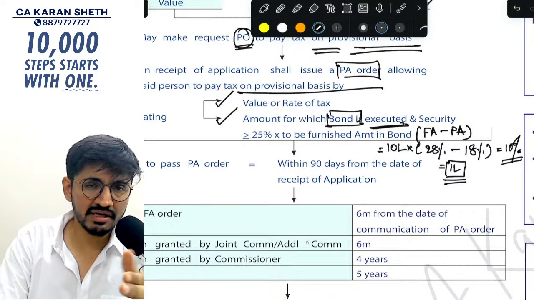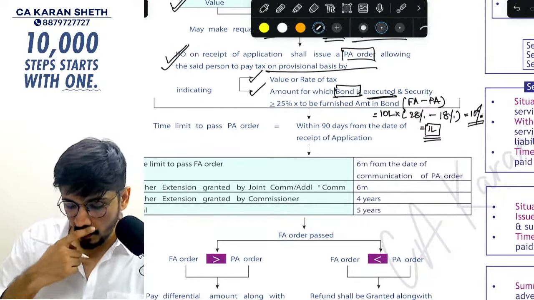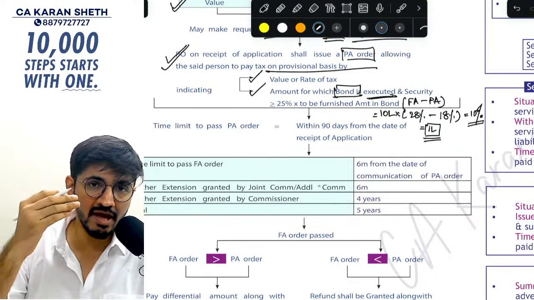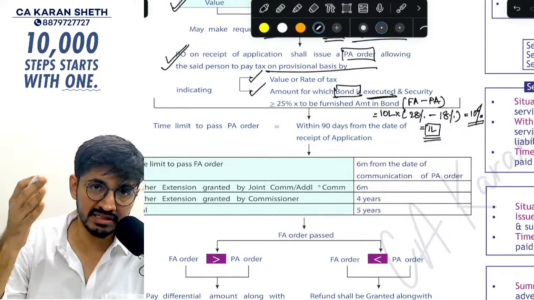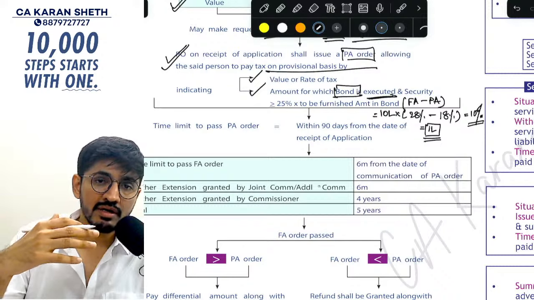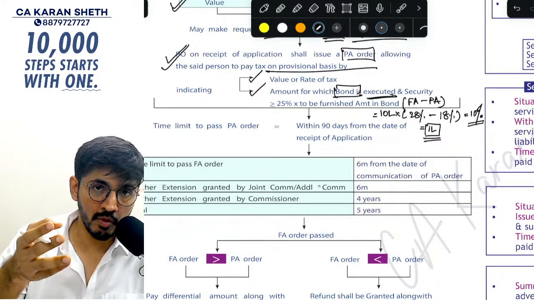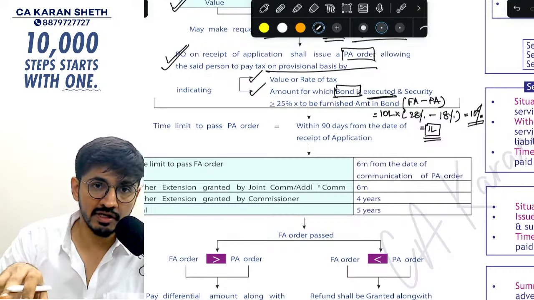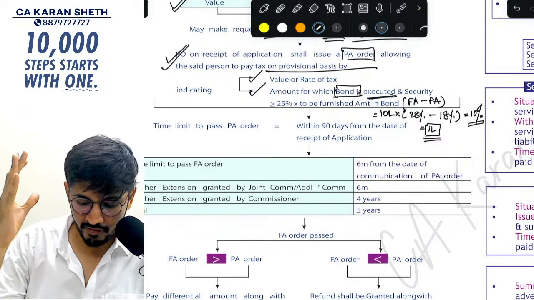Perfect. Security is generally a bank guarantee, correct? Yes. So a bond is basically a promise that I will pay this 1 lakh rupees if tomorrow the final assessment is at a higher value or rate. And security is basically that if I don't execute my promise, if I don't deliver on my promise, at least 25% of that is guaranteed and the bank will take care of it.